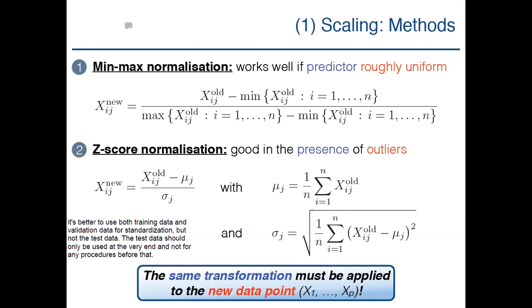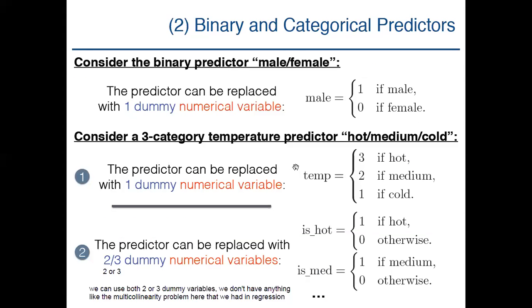ठीक है, so that's the first step कि आप स्केल करेंगे और आप फिर उसके डिस्टेंसेस फाइंड कर लेंगे. Right? The second problem is, what if you have binary or categorical predictors? Well, what you do is, if you have binary variables, आप एक dummy variable create कर लेंगे.